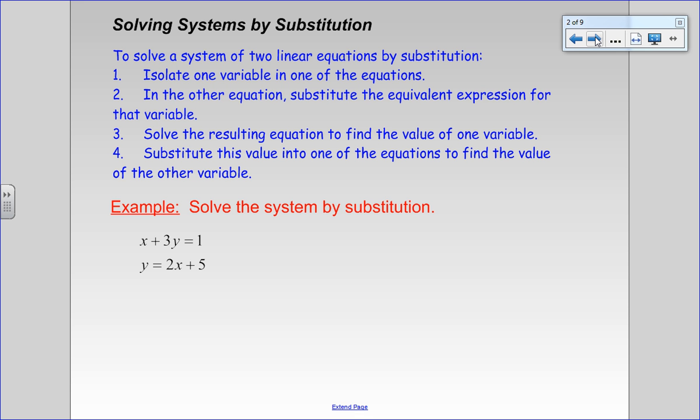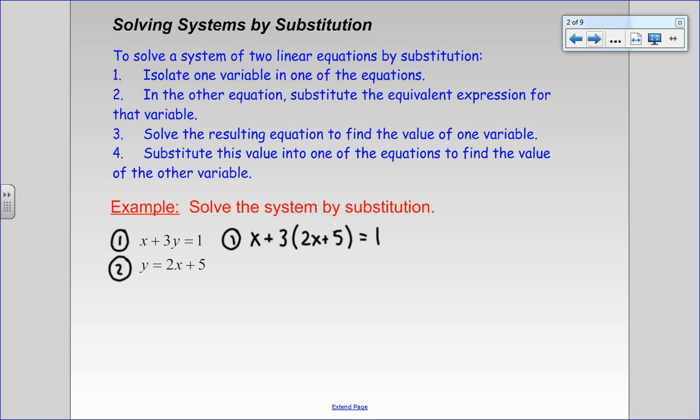Our first example is shown on the slide. For ease of reference, let's call x plus 3y equals 1, equation number 1, and y equals 2x plus 5, equation number 2. Note that the second equation of our system, y equals 2x plus 5, already has y isolated, so we're finished with step 1 of our substitution process. Moving to step 2, we substitute the expression 2x plus 5 in place of y in equation number 1. This means we have x plus 3 times the quantity 2x plus 5 equals 1.